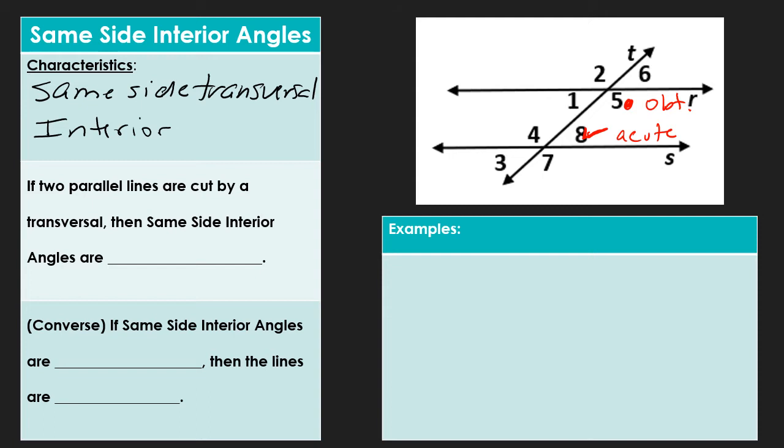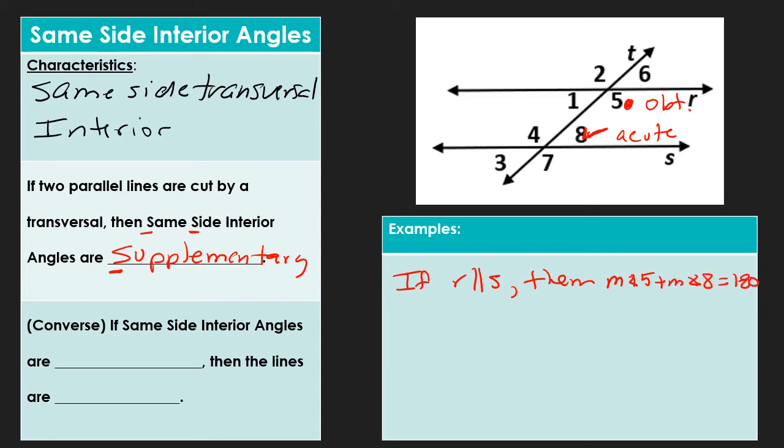However, the theorem says that if two parallel lines are cut by a transversal, then same side interior angles are supplementary. I remember this because same side and supplementary all begin with the same letter, so SSS, same side supplementary. So if we think about that as an example, if line R is parallel to line S, then the measure of angle 5 plus the measure of angle 8 is going to add up to 180 degrees.